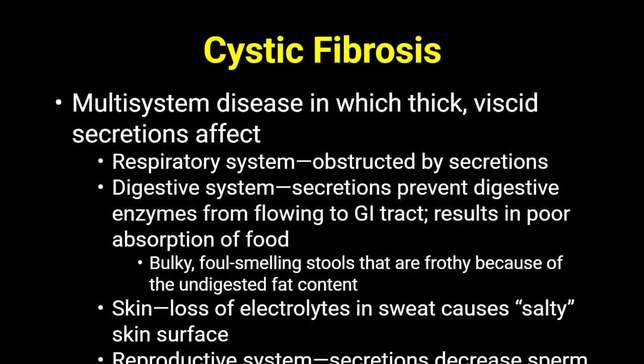Reproductive: secretions decrease sperm motility. Thick cervical mucus can inhibit sperm from reaching the fallopian tubes. Most males with CF are infertile. This is a chronic progressive disease. There is no cure, though new modulator therapies are changing the prognosis. Nursing care is focused on managing symptoms and maintaining quality of life.